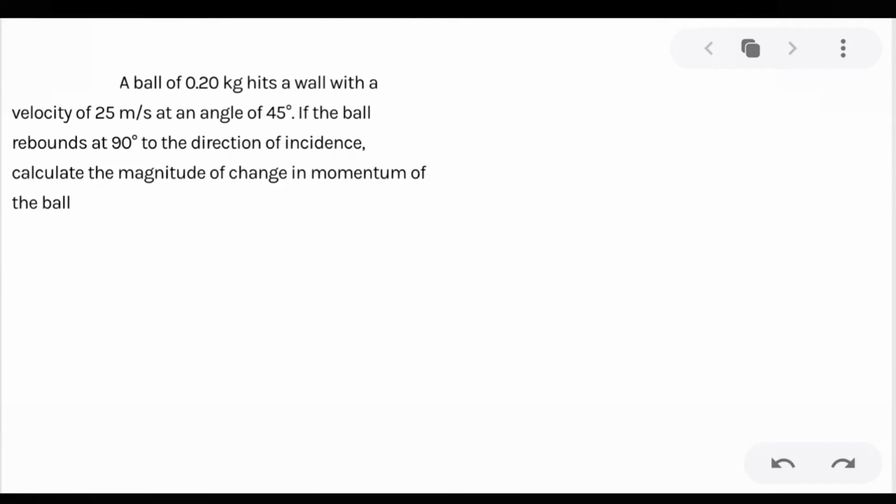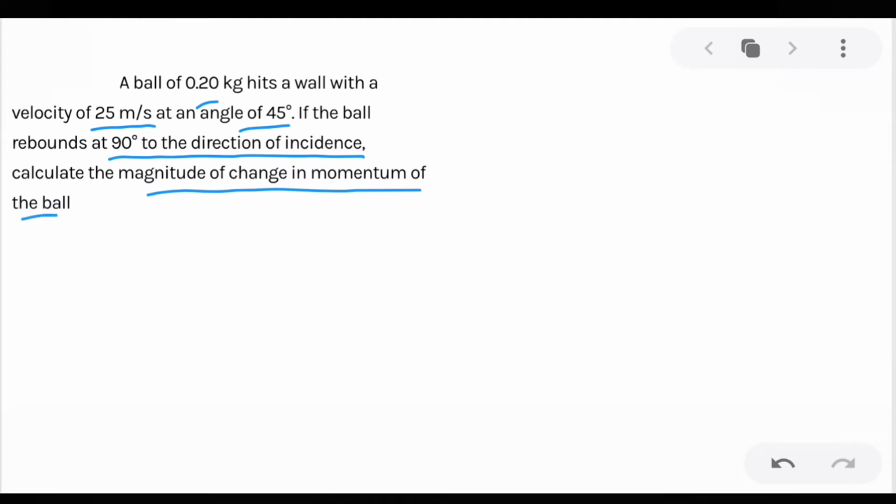Hi everyone. In this video we are going to discuss a few questions related to impulse and change in momentum. This is the first question. A ball of 0.2 kg mass hits a wall with a velocity of 25 meter per second at an angle of 45 degree. If the ball rebounds at 90 degree to the direction of incidence, calculate the magnitude of change in momentum of the ball.